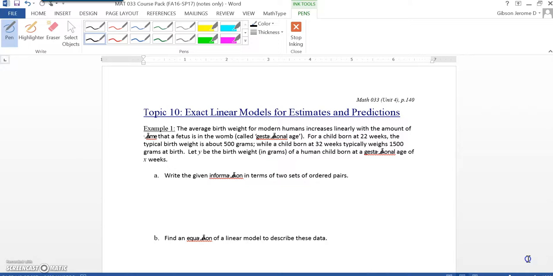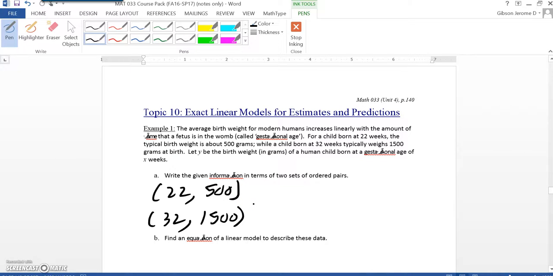weighs 1,500 grams at birth. Let y be the birth weight in grams of the human child born at a gestational age of x weeks. So we would write the given information in terms of two sets of ordered pairs. So we have 22 weeks, and that gives us 500 grams. And then we have 32 weeks, and that gives us 1,500 grams. So these are the two ordered pairs we're working with.